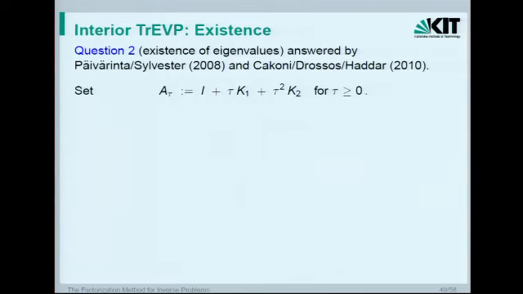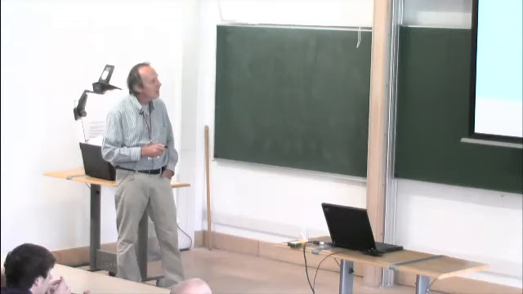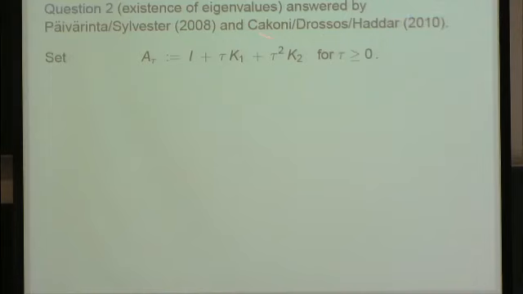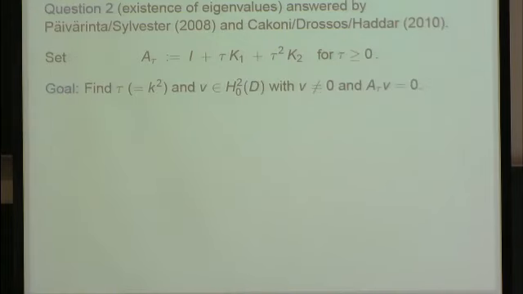or under an assumption on the contrast, and then, with a very nice idea, they dropped that assumption and showed it for a very general case. The idea is the following. We consider this operator pencil, depending on this parameter tau. Tau was this k squared. Now the goal is to find tau and some v which is not 0 such that this is 0. Then you have found this eigenvalue.